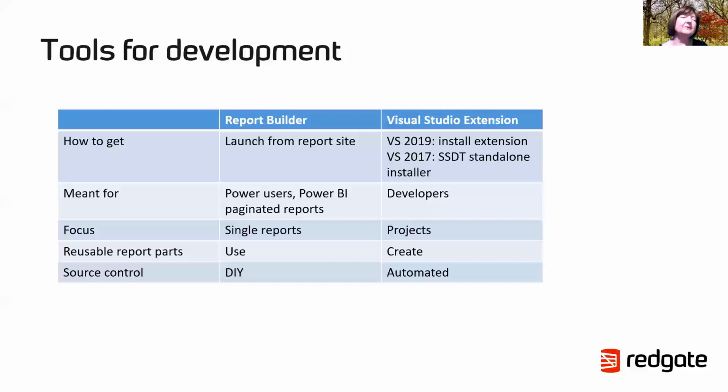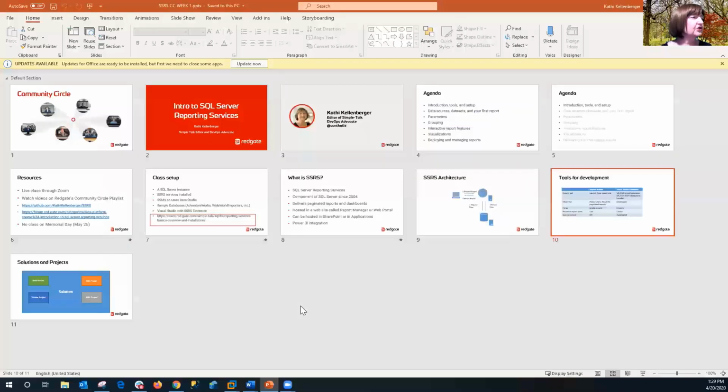You might be able to publish some report parts with Report Builder, but the Visual Studio add-in has some easy ways to publish these report parts, and we will definitely take a look at that. And you can have automated or built-in source control. For example, Team System is already built in. So let me just show you really quickly.